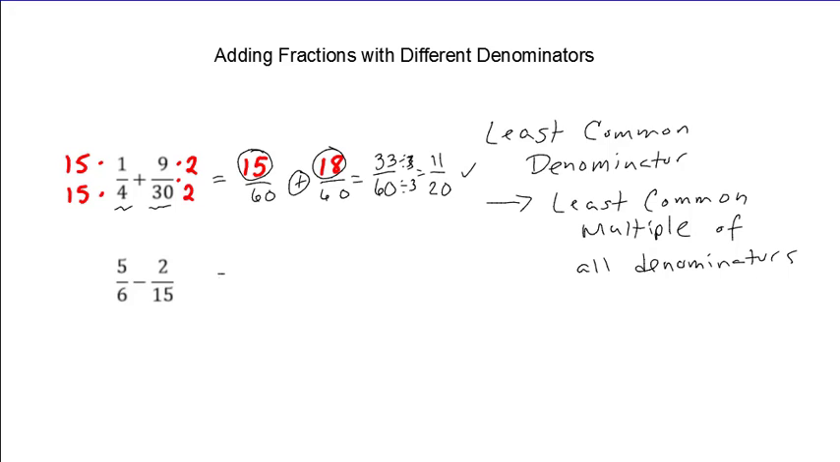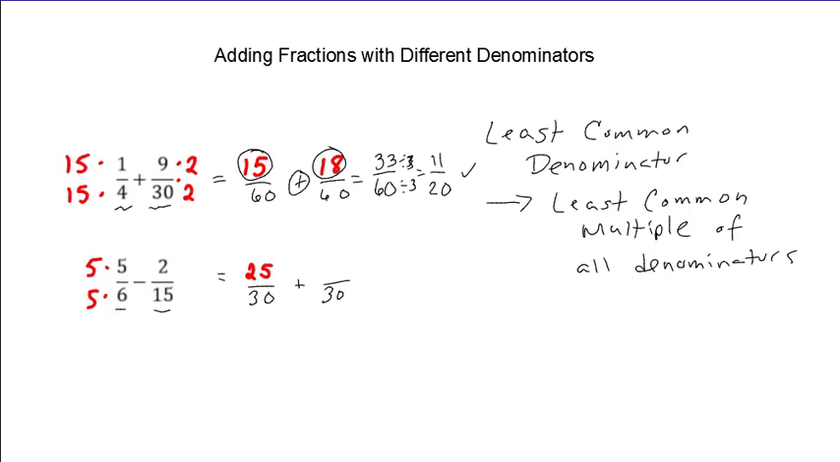Same thing happens in the second problem. I've got a 6 and a 15. Those are different. And so again, the common denominator, which is found by the least common multiple of both of those denominators, is 30. And so 6 times 5 is 30. And so that tells me that I multiply the top by 5, and that gives me 25 out of 30.